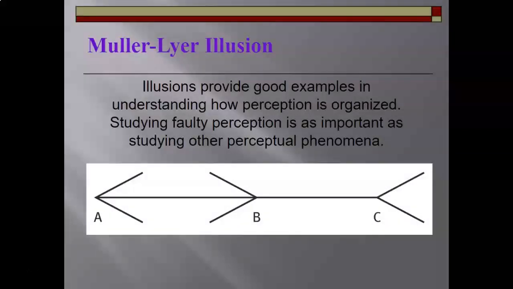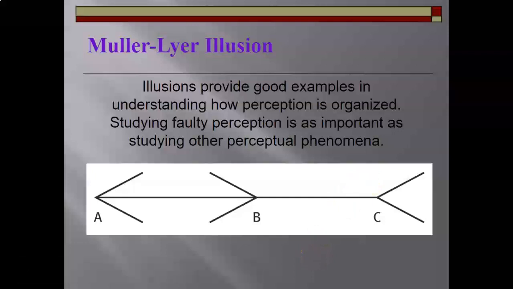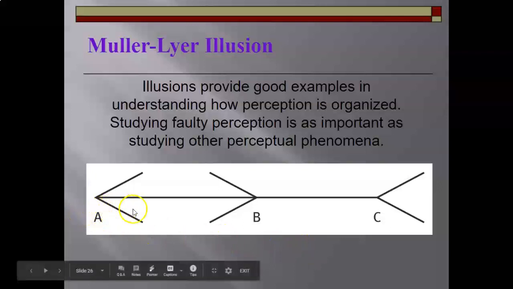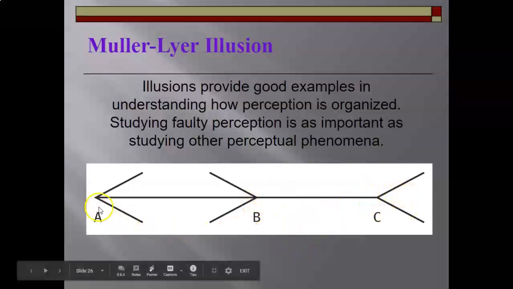This is the Muller-Lyer illusion. So this illusion provides a great example in understanding how perception is organized. Studying faulty perception is as important as studying other perceptual phenomena. So here's the question. Which line is longer? AB or BC? Well, if you guessed BC, I hate to tell you this, but you are wrong. The longer line is actually AB.